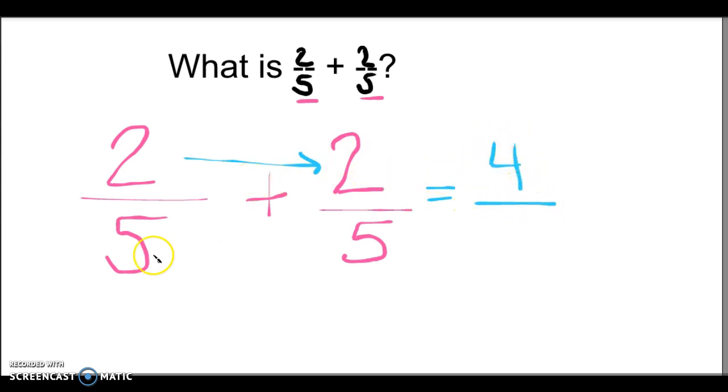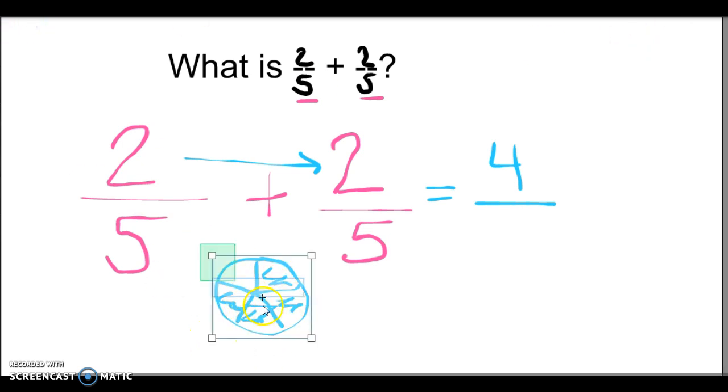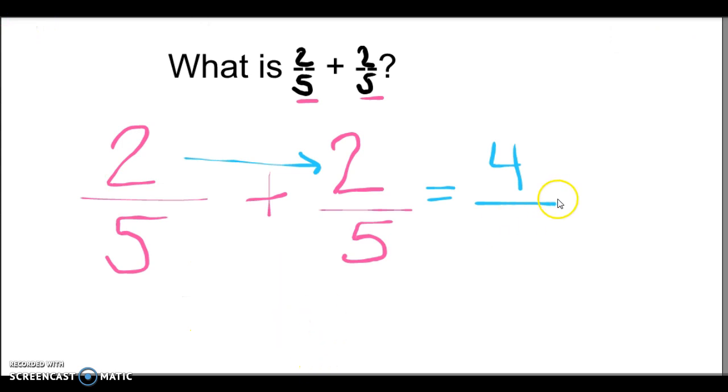All right, the denominators are going to stay exactly the same because I'm not changing the size of my pieces, right? I can envision a little pizza here cut into fifths, right? And I'm saying, here's a piece, here's 2/5, here's 2/5. How many fifths is that altogether? The size of these pieces isn't changing, right? So I still need to keep a 5 in the denominator, all right?